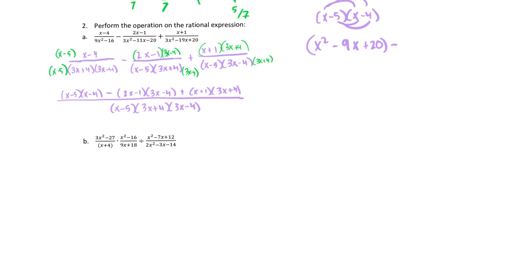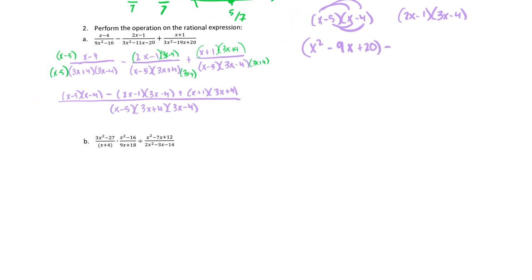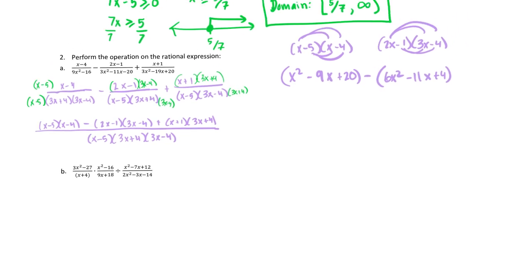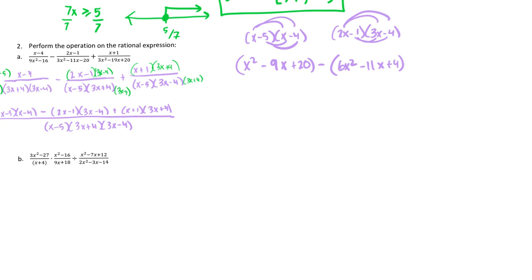The next one here is this 2x minus 1 times 3x minus 4. If I go first, that's 6x squared. Outer is negative 8x, inner is negative 3x, so that's negative 11x. And then negative 1 times negative 4 is plus 4. Okay, and then the last one here, I have this plus. So I'm going to FOIL x plus 1 times 3x plus 4.